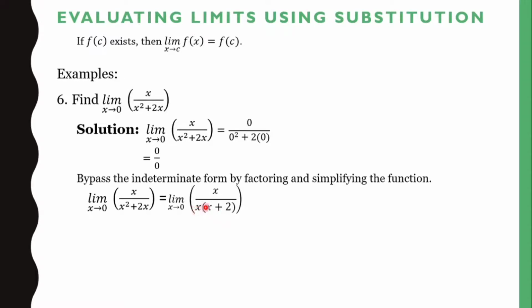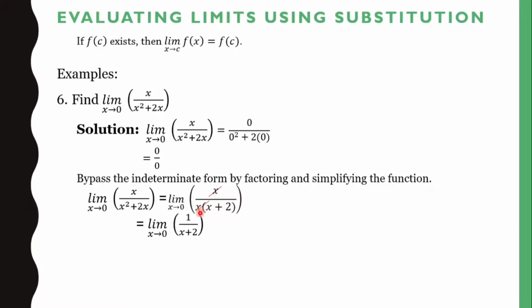Now, take note we have a common factor in our numerator and denominator, that is x. So we cancel out x in the numerator and x in the denominator. This could be simplified as the limit of 1 over x plus 2. 1, because we have canceled out x here and there is no other remaining variable in our numerator, so we put 1.